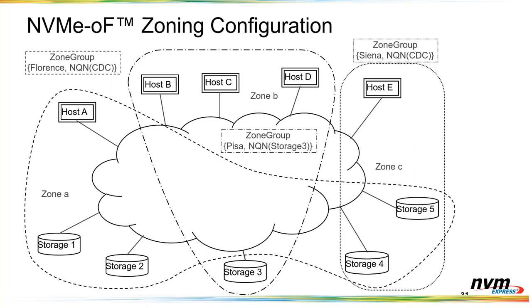Now over there, I will have one zone, I call it zone B, that groups these three hosts and storage 3. And finally, I can have a zone group Siena, with NQN CDC. This has been centrally managed. You can see how the administration model goes straight into the identification of the zone groups. In this zone group, I put host E, storage 5, and storage 4 in a zone that I call zone C. This is everything I need in order to get there.